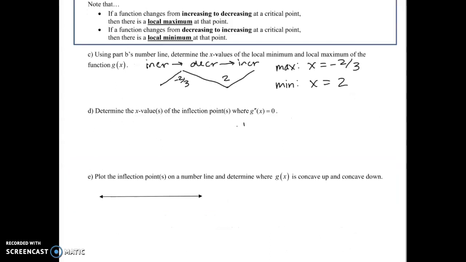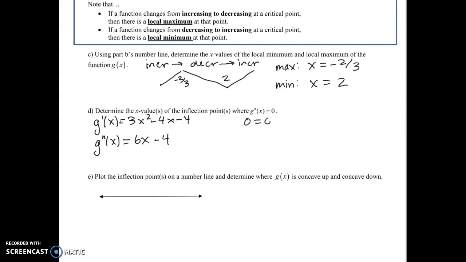All right, our next step then is to determine where g double prime of x is equal to 0. So first thing we have to do is find g double prime of x. Sorry, I think I said that wrong before. So we know from above g prime of x is 3x squared minus 4x minus 4. To find the second derivative, you just take the derivative of the first derivative. So we're going to use that same power rule. Bring the 2 in front. 2 times 3 is 6x. And then we just have the minus 4. So our second derivative is 6x minus 4.